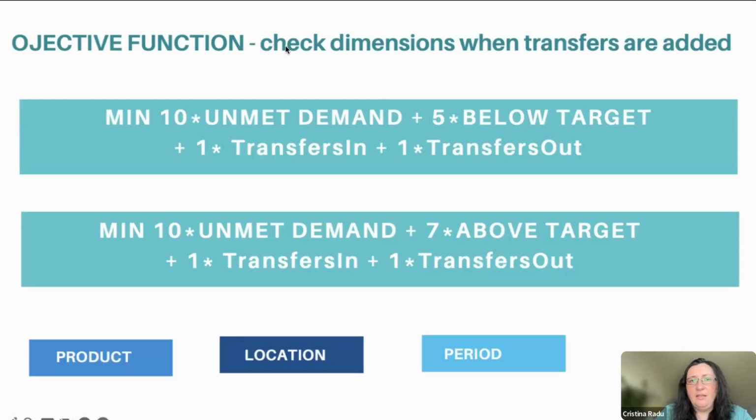And here also, like a little homework, just make sure that the dimensions are aligned between all the concepts in the objective function and the objective function itself. So here you need to pay attention. So you might need to sum again, right? Because transfers have two locations, but the objective function is on product location period. So you also need to sum. So that's a tip for you.